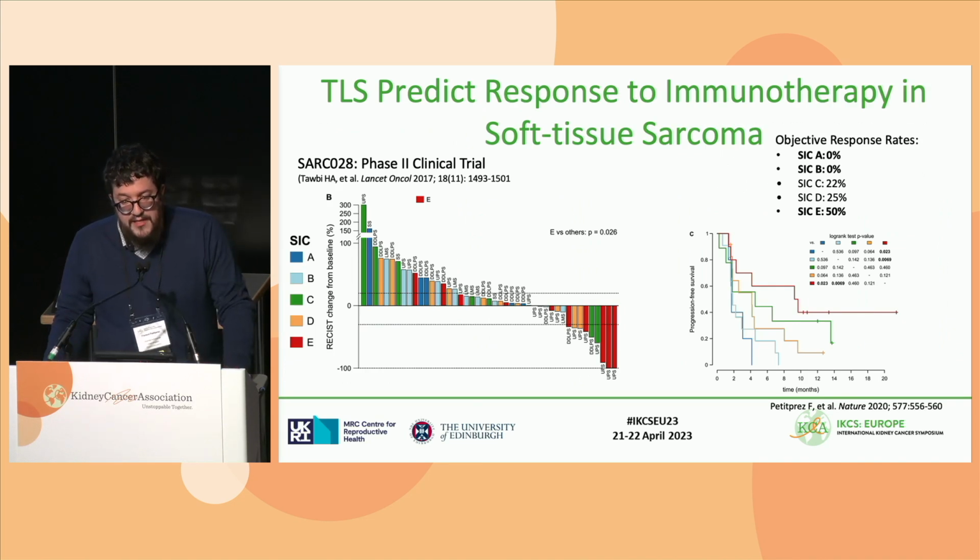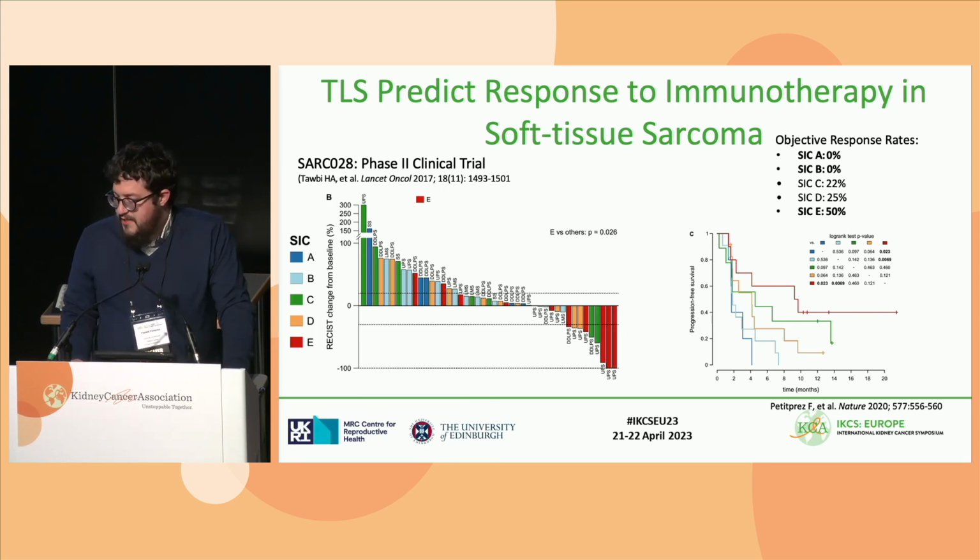Interestingly, the presence of this tertiary infrastructure has been shown to be associated with response to immunotherapy in different cancer types, and we notably showed it in soft tissue sarcoma. These are results from a phase 2 clinical trial called IKCSEU23 that was run at the MD Anderson Cancer Center. Those were advanced soft tissue sarcoma patients treated with pembrolizumab.